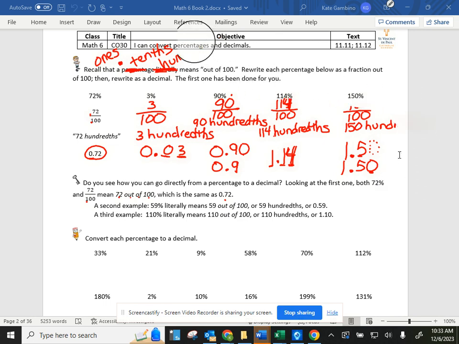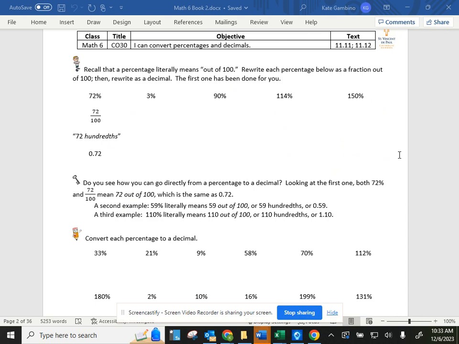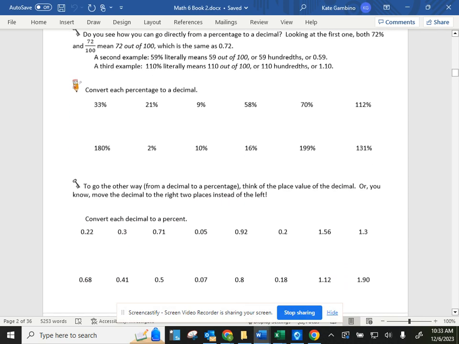I'm going to erase the top so I can scroll up. So happy my board is working for me today.